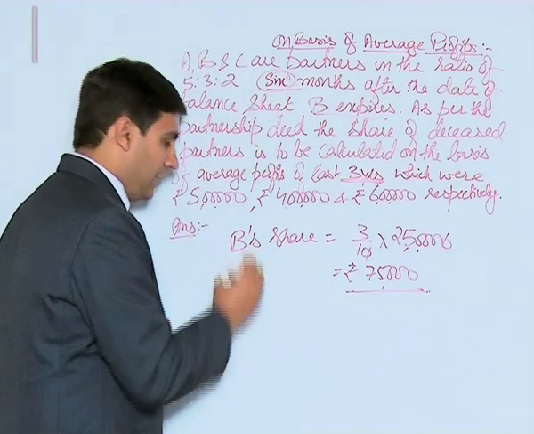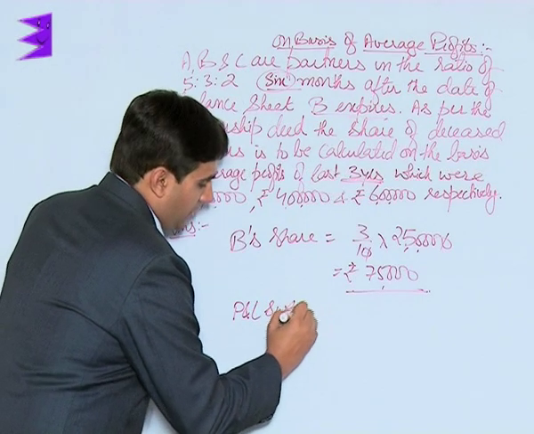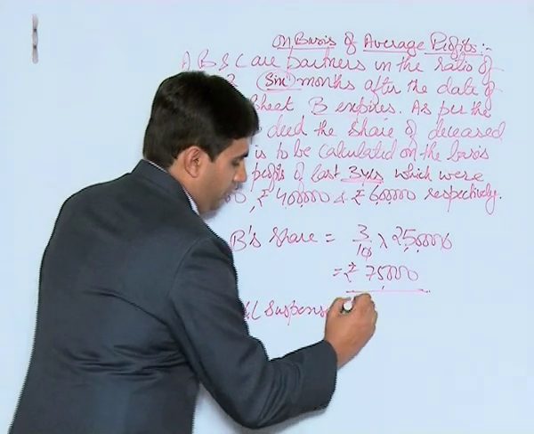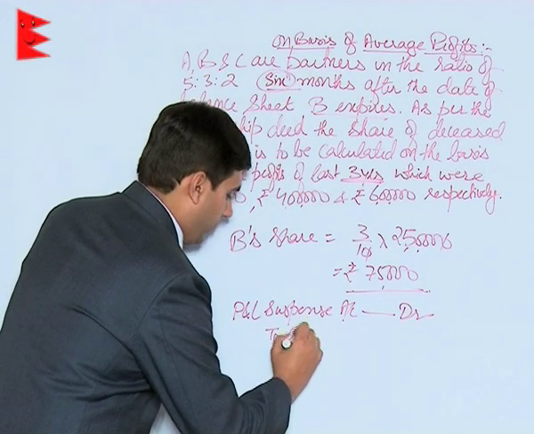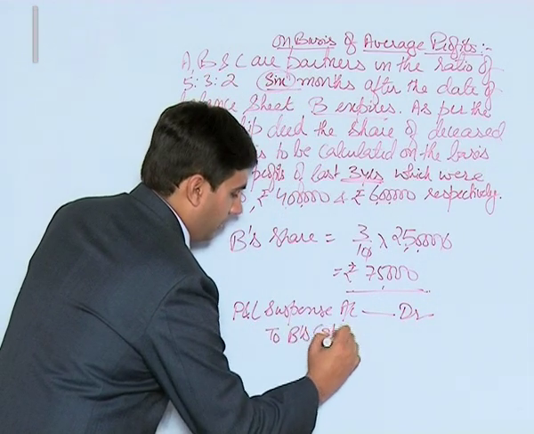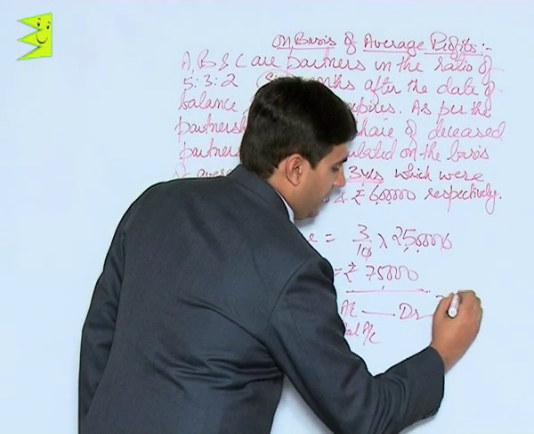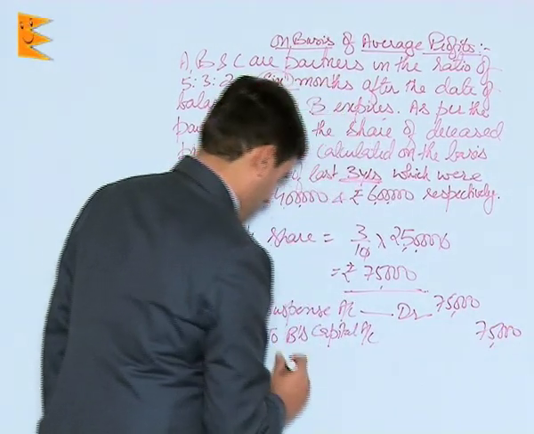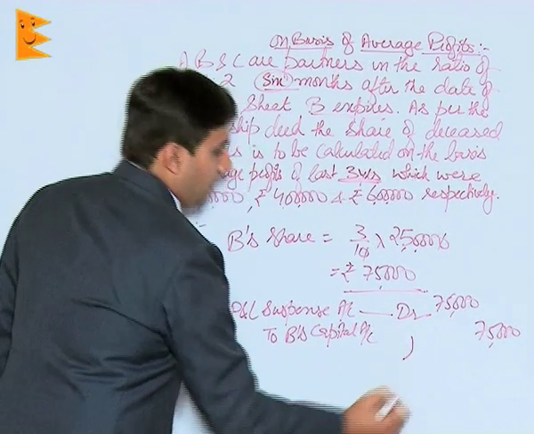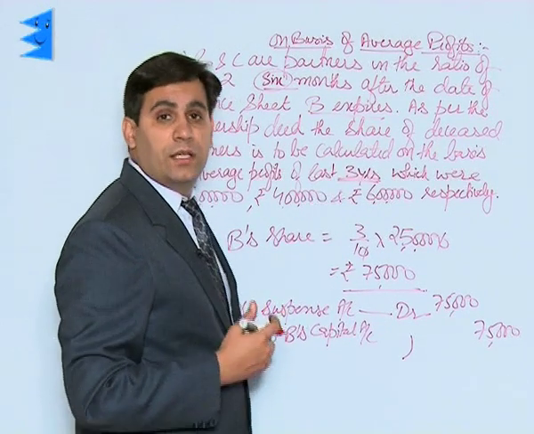Now again the journal entry for this would be profit and loss, suspense account debited to B's capital account, 75,000, and the narration would be being the share of profits of deceased partner transferred to his capital account.